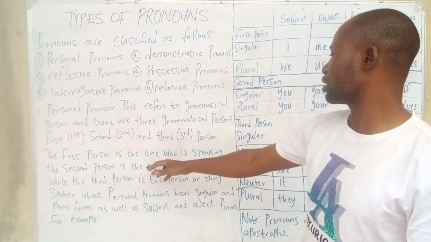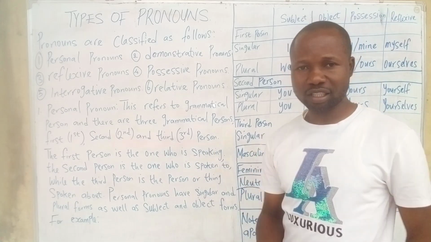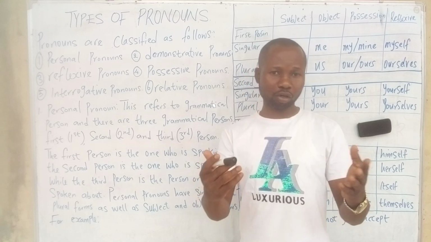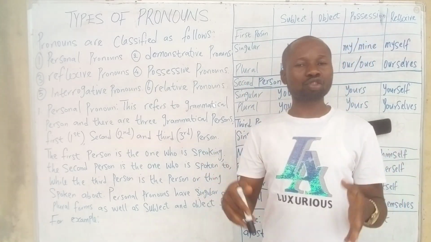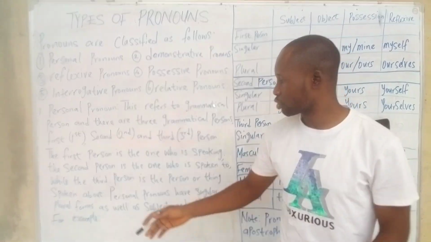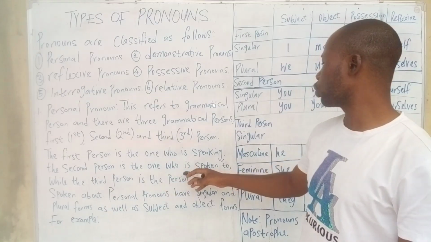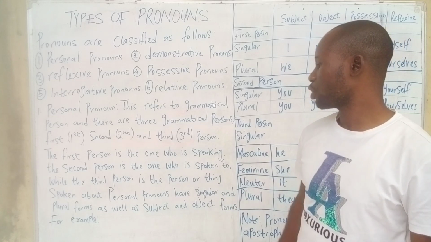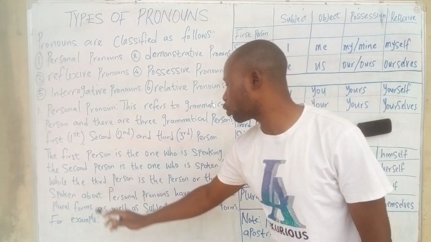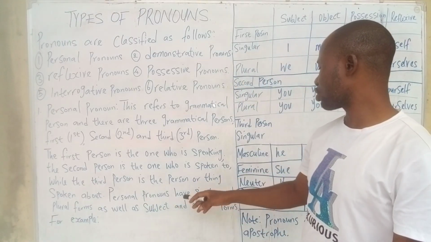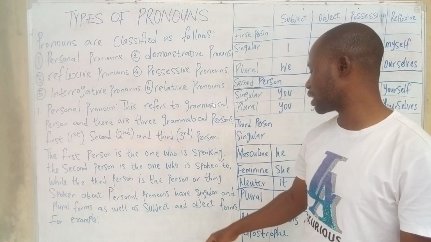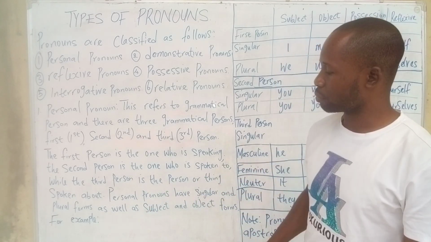Now let's look at it. The first person is the one who is speaking, just like the way I'm speaking. Let's assume I'm talking to my student, you are number 2. Then the thing I'm discussing about, or we are discussing about, are what? Number 3. So the second person is the one who is spoken to, while the third person is the person or thing spoken about. Personal pronouns have singular and plural forms, as well as subject and object forms.